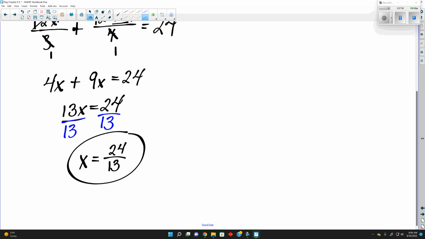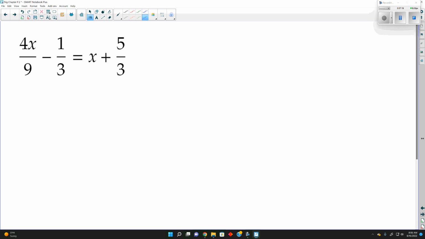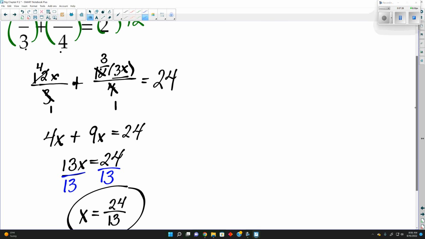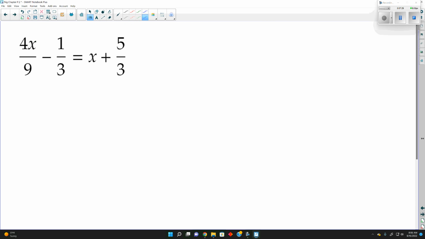Not a great number, but it is what it is. Any questions on this so far? Yep, 24/13. Not too bad. So any other questions on this here before we move on to the next one? Okay. So looking at this one here, we want to solve for the value of x. What can we do first?